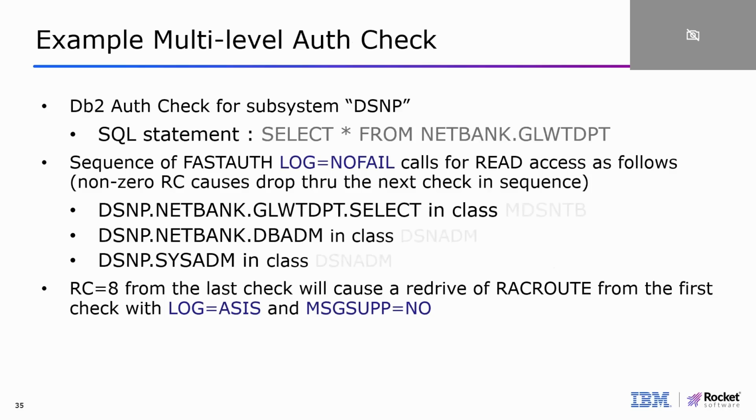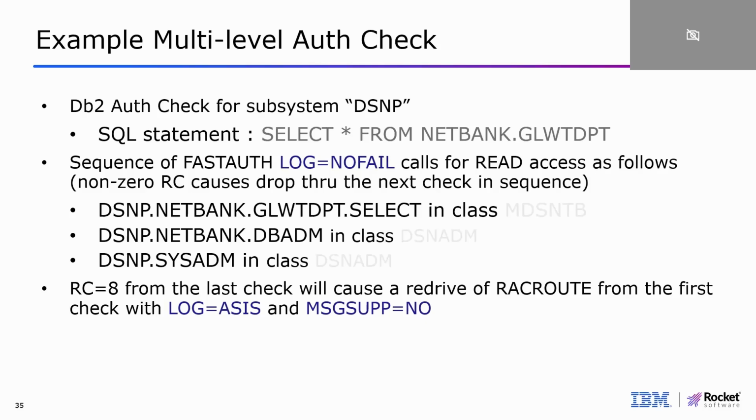So LOG=NOFAIL. I'm going to give you an example here. This is a very simplified example of a DB2 authorization check. Okay, I'm not a DB2 person, I cribbed most of this from a colleague at Rocket. So we're going to do this SQL statement, SELECT * FROM NETBANK.TABLENAME, in subsystem DSM table.